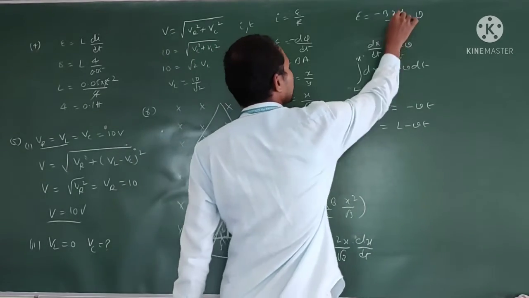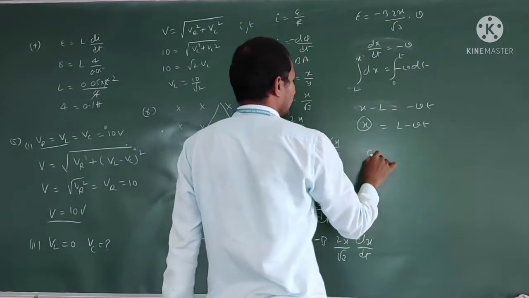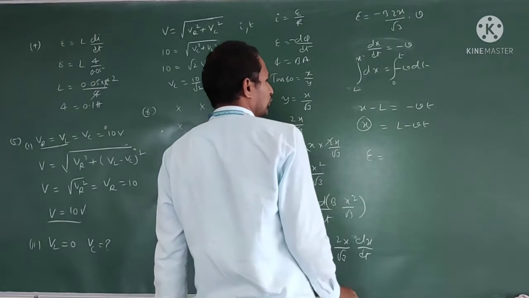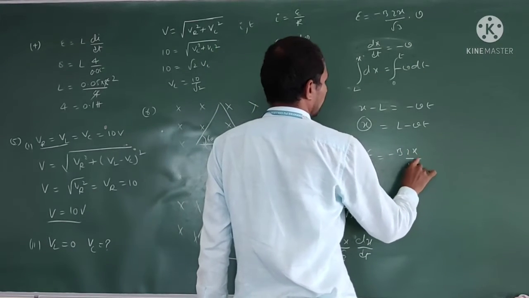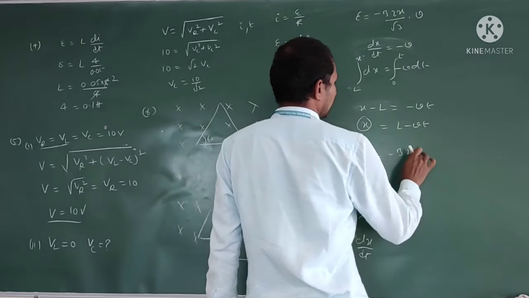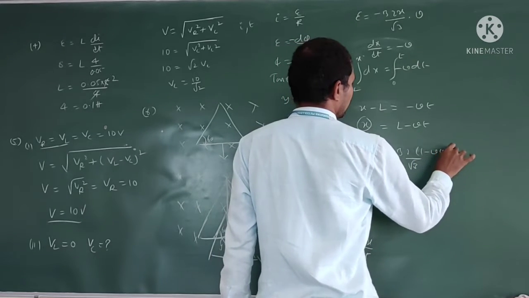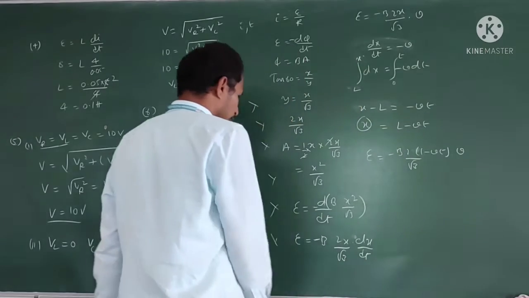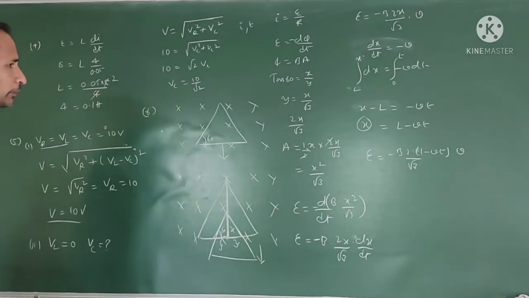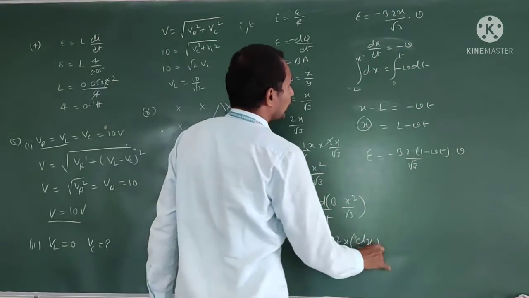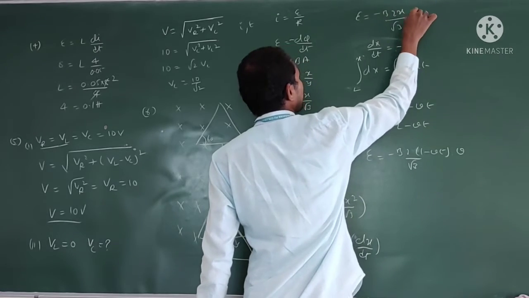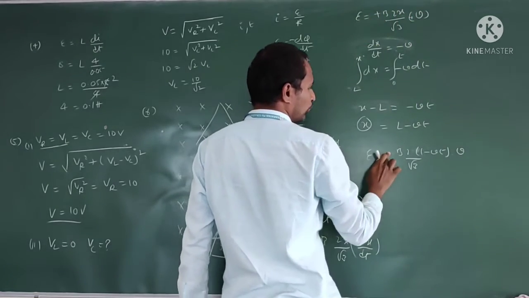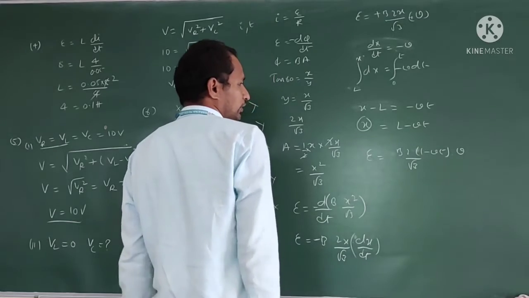Now substitute this x. So E is equal to, what is it? Minus B 2x by root 3. x is what? L minus Vt, into dx by dt. Okay? So dx by dt, already we have taken what? Minus V, and this is also minus V. This minus minus will become plus. So here you don't get minus.